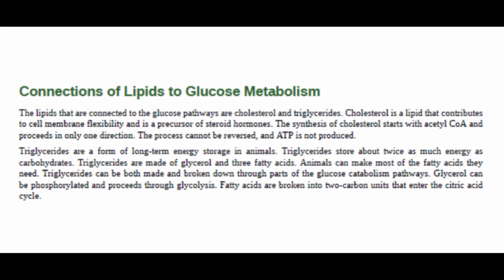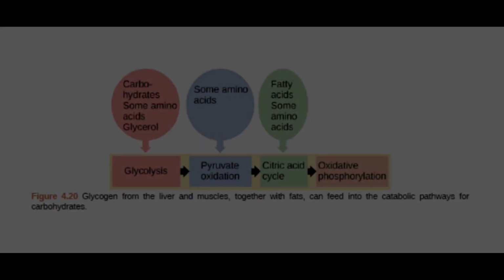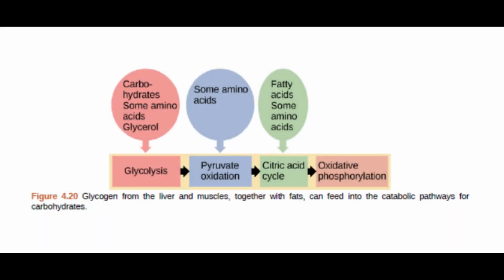Glycerol can be phosphorylated and proceeds through glycolysis. Fatty acids are broken into 2 carbon units that enter the citric acid cycle. Figure 4.20. Glycogen from the liver and muscles together with fats, can feed into the catabolic pathways for carbohydrates.